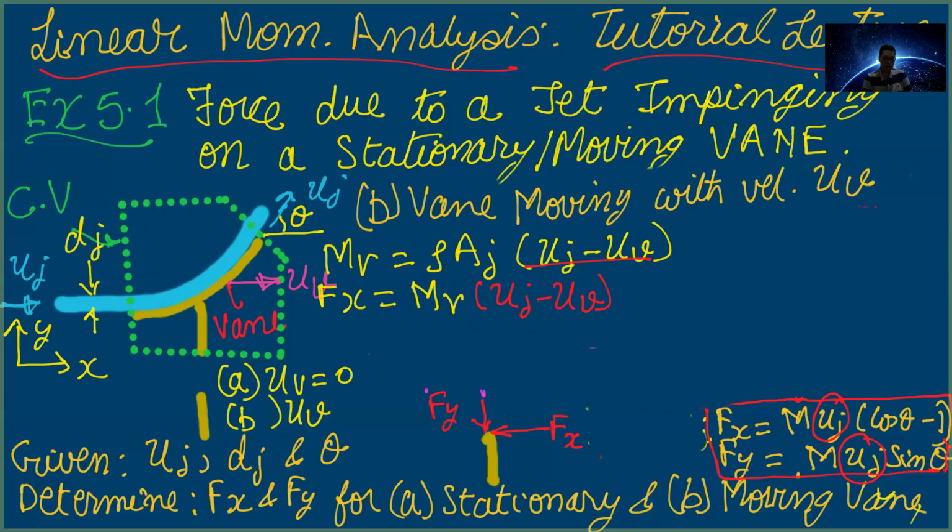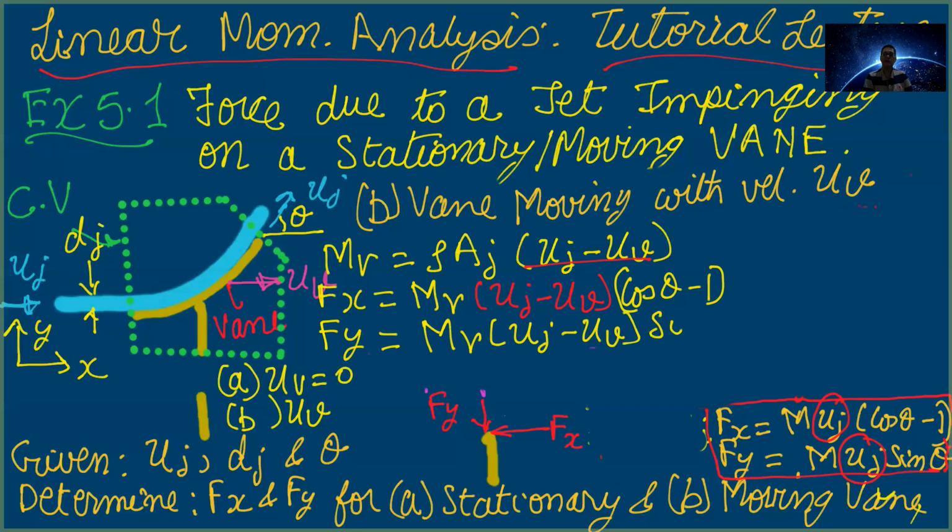And then we will have for fx, as we had earlier, cos theta minus 1. For fy, for the moving wave, this will be mr uj minus uv sin theta, as shown. So with this, we have obtained the forces that are acting on the control volume, and as I had mentioned, these are reactive forces. Our objective is to obtain the active forces which act on the vane, which is acted on by the jet when it changes its direction while moving on the vane.